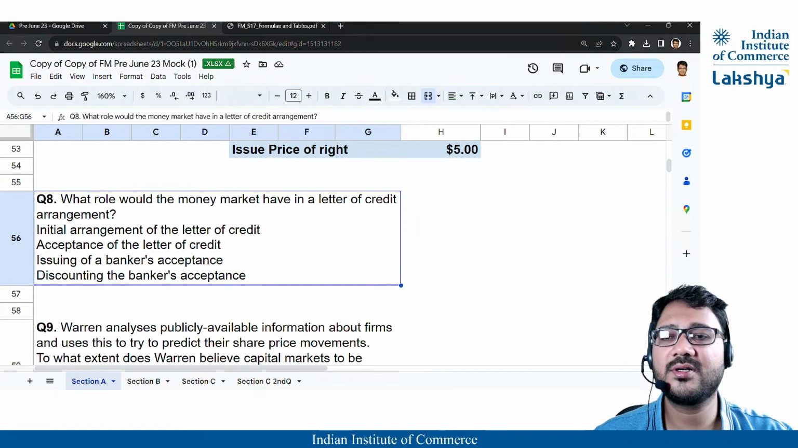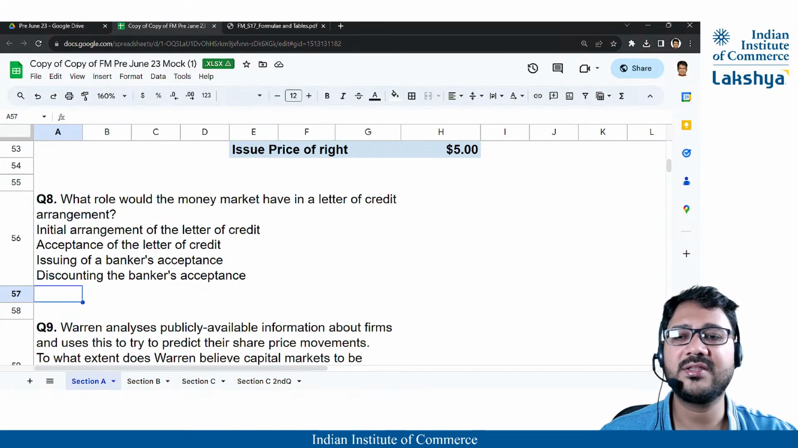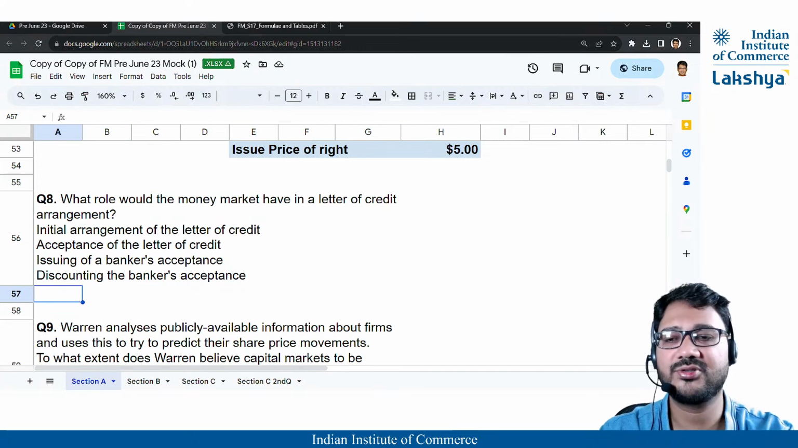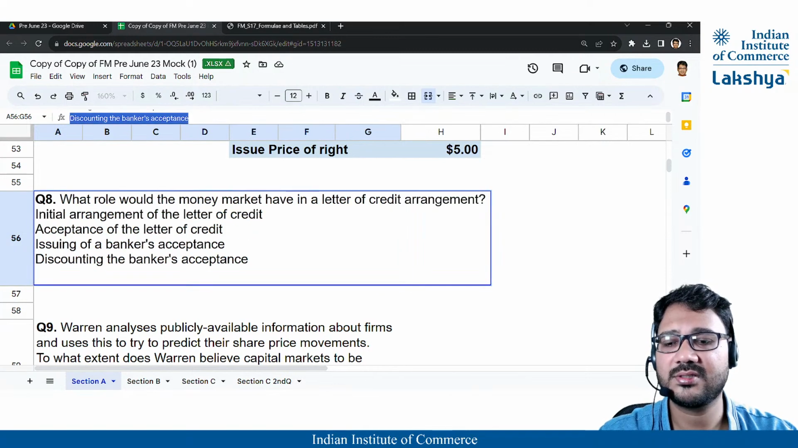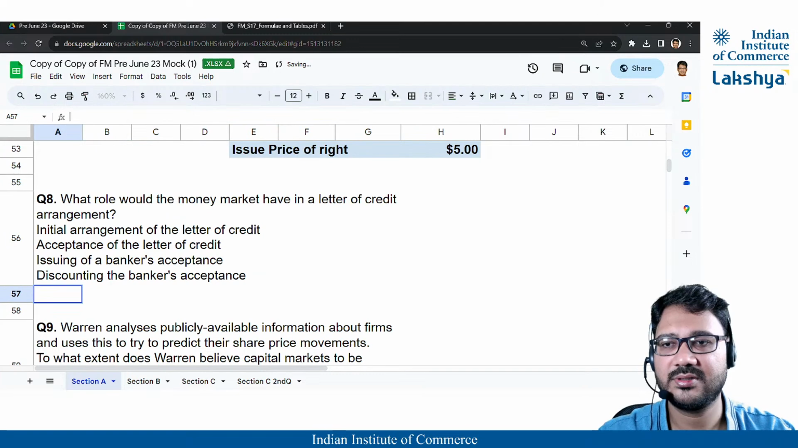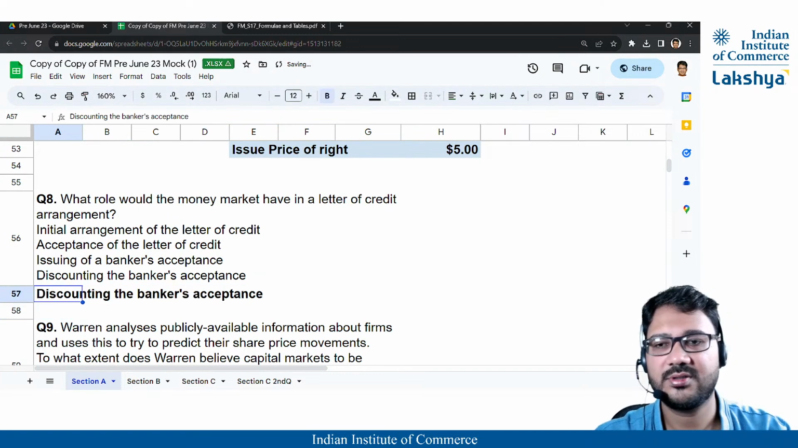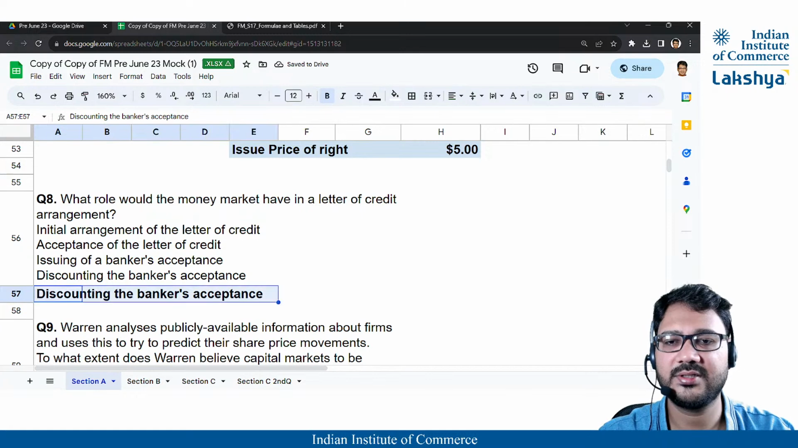So they are asking where money markets will come into play. The initial arrangement of the letter of credit is done by the buyer's bank. Acceptance of the letter of credit is done by the seller's bank. Issuing of the banker's acceptance is done by the buyer's bank, and discounting the banker's acceptance can be done in the money market, and it can also be traded. So discounting the banker's acceptance is the correct answer. Let me just copy this whole statement, paste it over here, and highlight it.